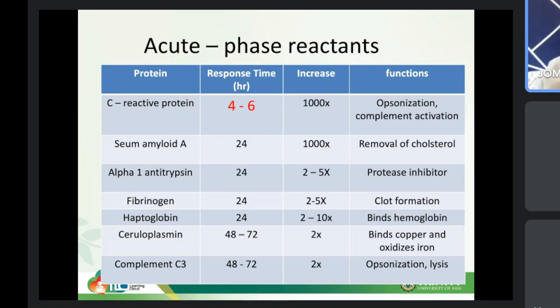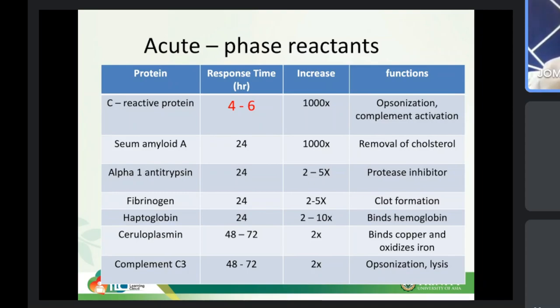Remember in your amino acid and protein in Clinical Chemistry 1, when we talk about positive acute phase reactants, these are the proteins that increase during times of inflammation. So if you have inflammation or infection, your positive acute phase reactants will increase. Again, they will increase. On the other hand, if these acute phase reactants decrease during infection, we call them negative acute phase reactants.